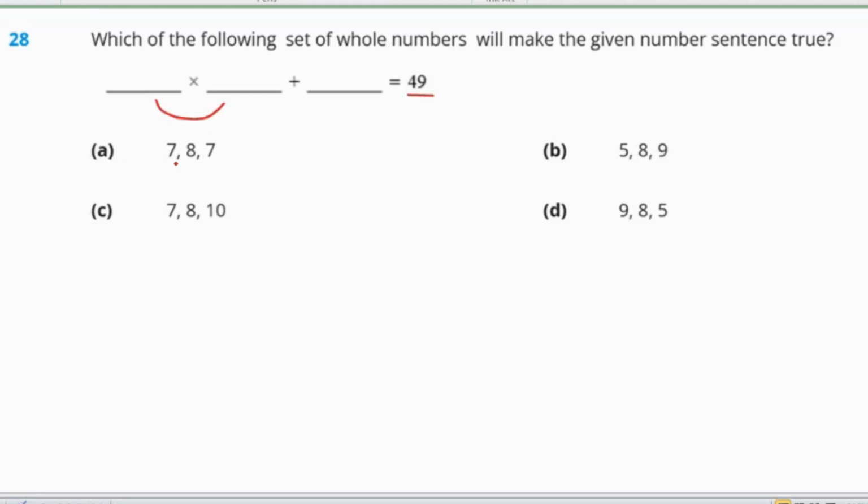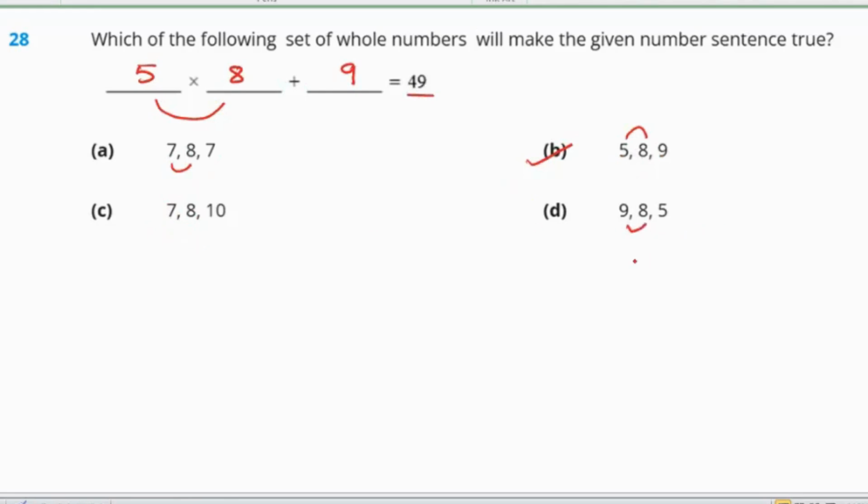If we go with the first option, 8 sevens are 56, which is far more than 49. So that is not the correct option. If we go with option B, 5 eights are 40. If we put 5 here and 8 here, we get 40, and 40 plus 9 gives us 49. So yes, option B is the correct option. In the rest of the options also, 7 eights are 56, which is more than that.